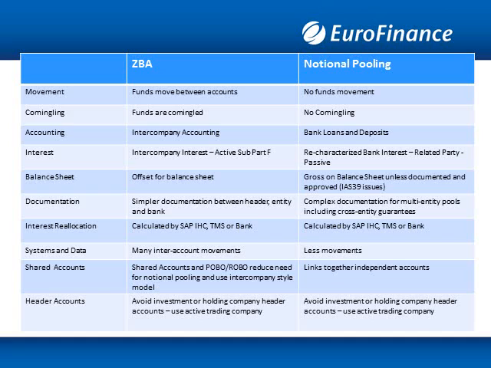Interest reallocation occurs in both ZBA and notional pooling and can be calculated in your ERP system, such as SAP using their in-house cash module, or a TMS system, or by the bank itself. Zero balancing creates intercompany movements every day, and each account must be managed. This requires a lot of system support, while notional pooling is straightforward and simple.